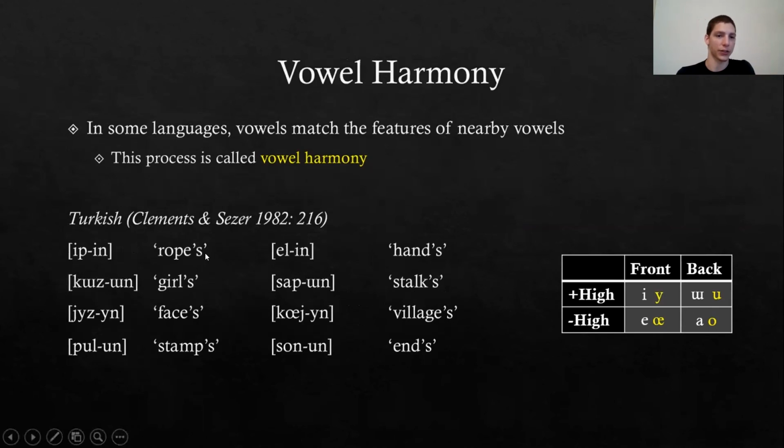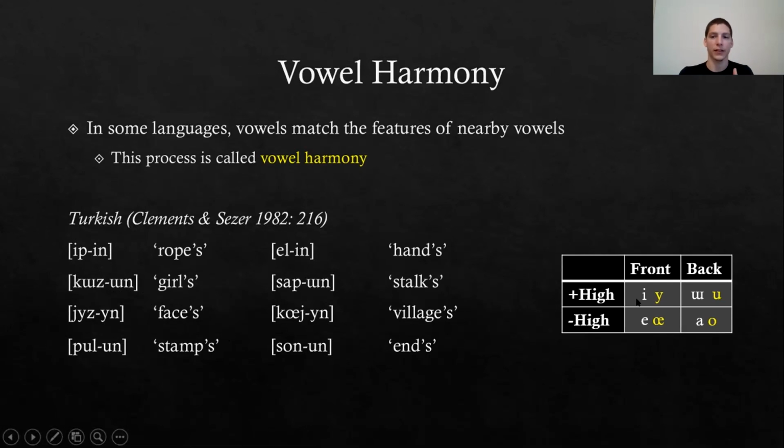So there's this suffix in Turkish, which basically corresponds to the apostrophe S. It always has a vowel followed by an N. But you can see it changes what this vowel is. So here it's in, here it's un, here it's un, and here it's un. And what determines which one you get is the identity of the vowel before the suffix.